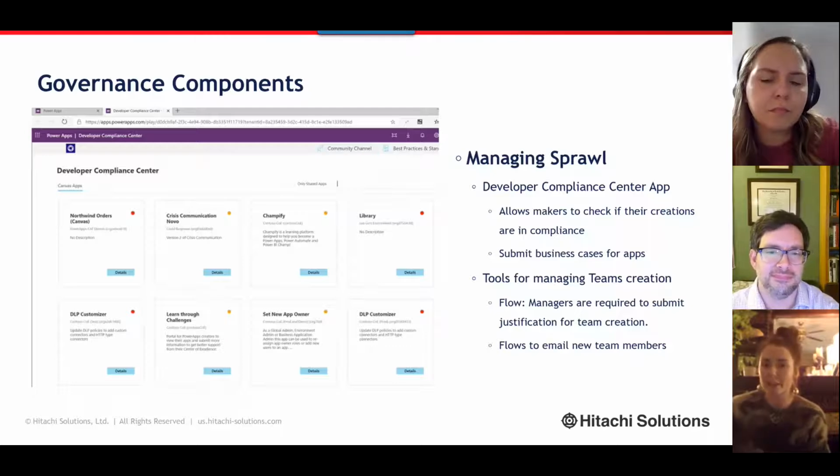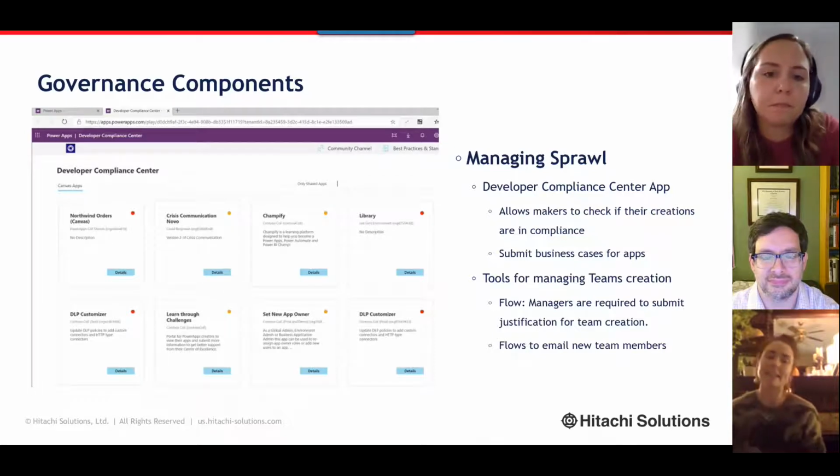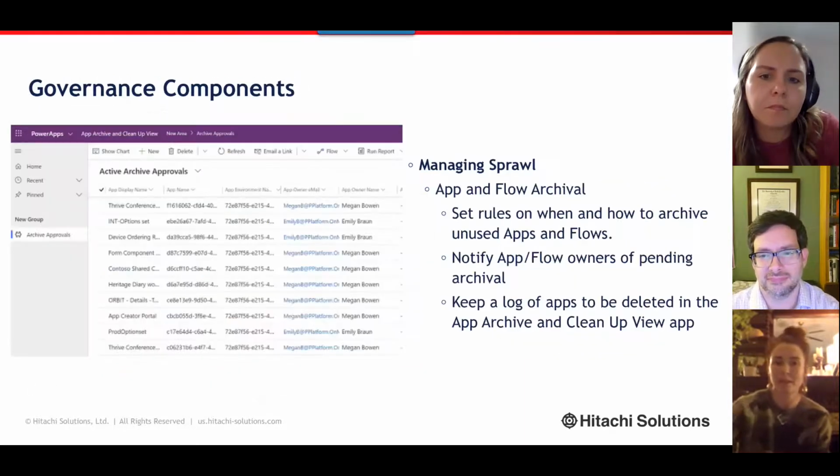Some of our governance components that we wanted to get into as well: when we talked about managing sprawl earlier on, one of the best things I can think of is the Developer Compliance app. When a maker is creating an application and needs a premium connector for something, they have to submit a business case for that, and they can also check and see if their app is in compliance with standards the business has set. So the ownership is now on the person creating the app rather than IT to ensure that it's being built to compliance standards.